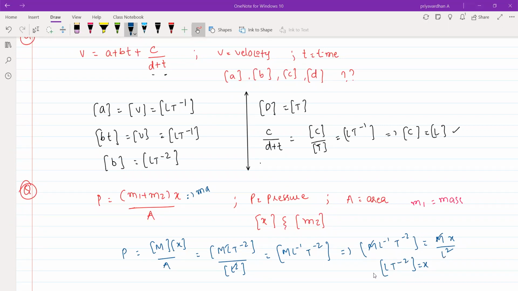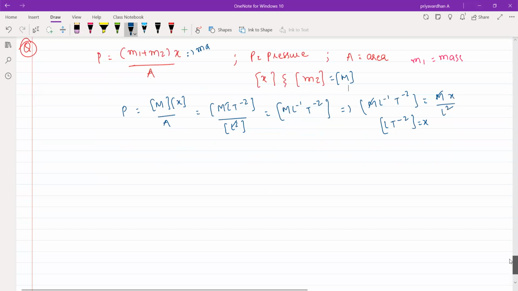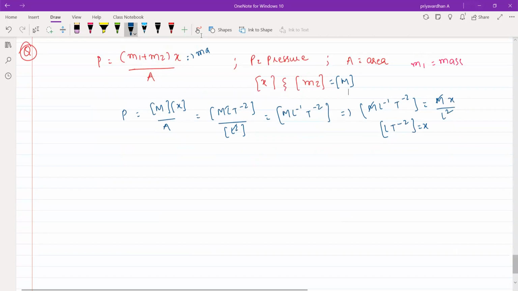Meter per second square we will get, no? In the same way we are getting. Dimensions of M2 is nothing but, you can write it as M. Dimensions of X is nothing but L into T power minus 2. Clear for everyone? Okay, let me proceed further.